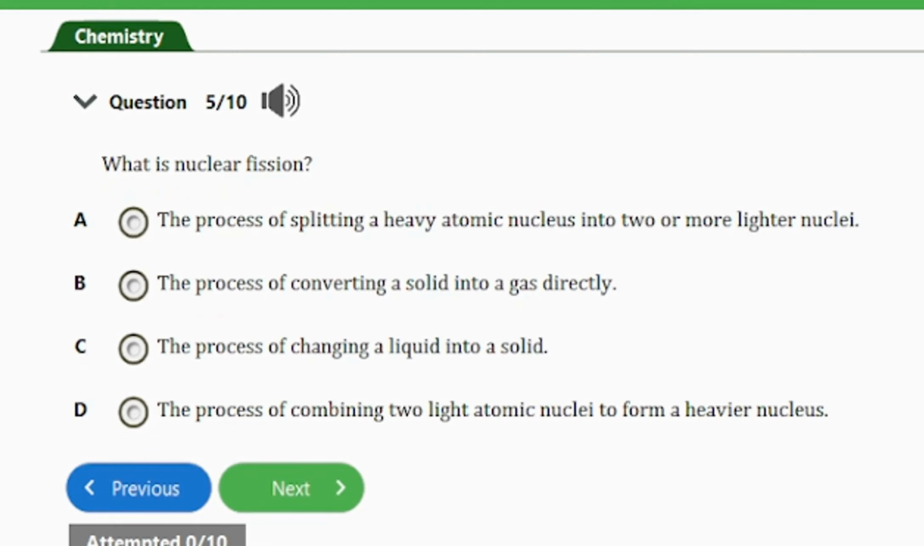What is nuclear fission? We have options A, the process of splitting a heavy atomic nucleus into 2 or more lighter nuclei. B, the process of converting a solid into a gas directly.